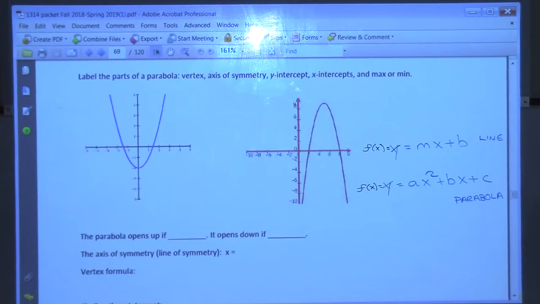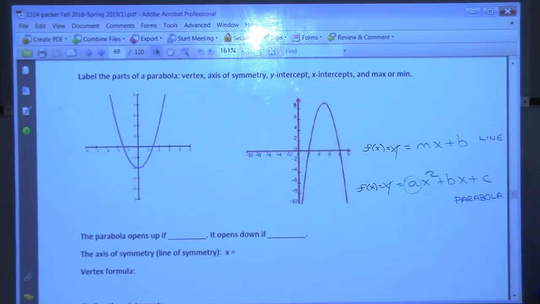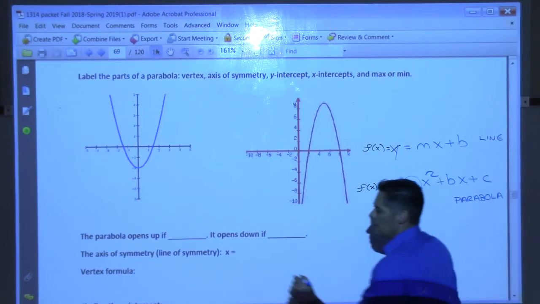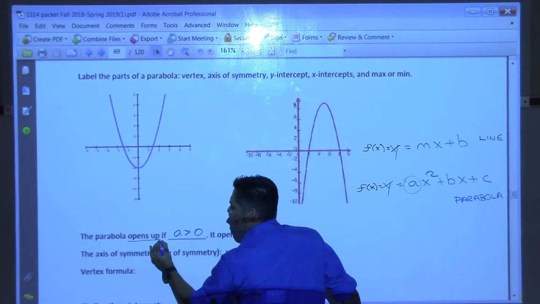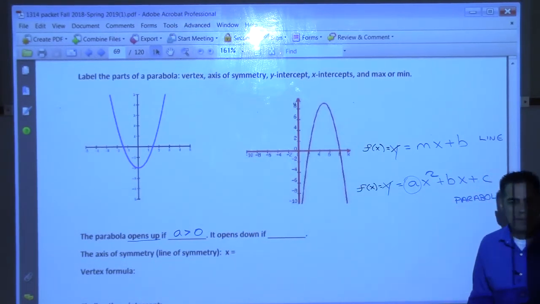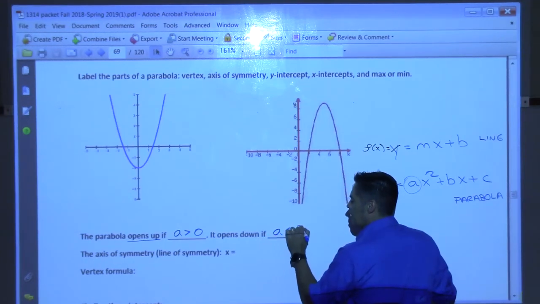Okay, so let's look at that. Let's look at that A right here. If that A is positive, greater than 0, it's going to open up. All right. And if the A is negative, it will open down, less than 0.